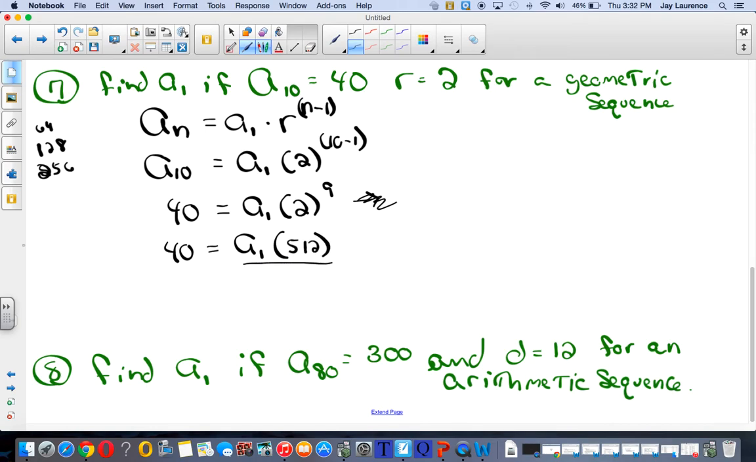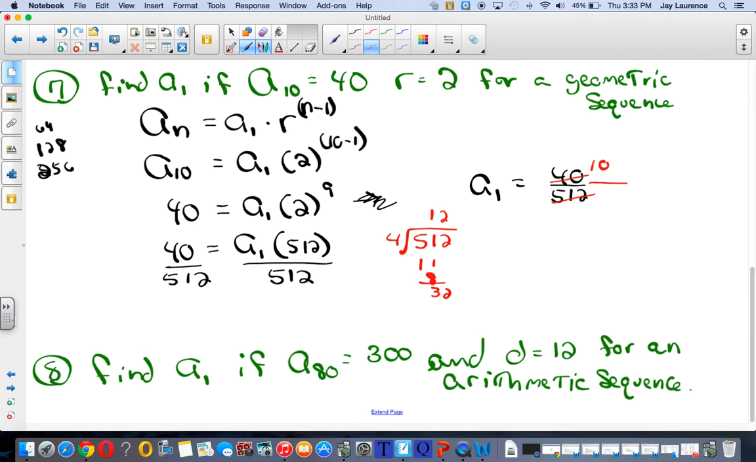All right, so now I'm going to divide by 512 on both sides. So then a sub 1 is going to equal 40 over 512. I know that 4 goes into both of those, so I'm going to divide by 4 and get 10. Divide by 4 there. Let's see, 512 divided by 4 is going to be 128. Now this can simplify further, so I'll divide them both by 2. I'm going to get 5, and then I'm going to get 64. So the answer for a sub 1 is 5/64.